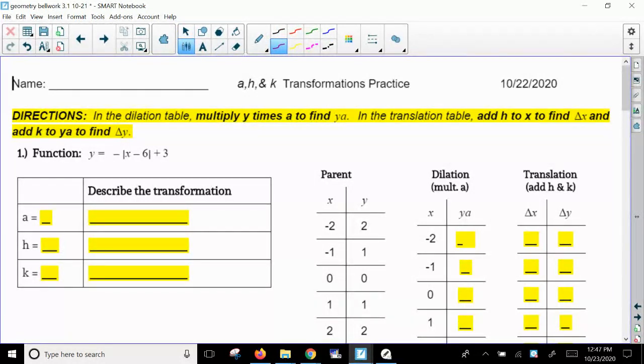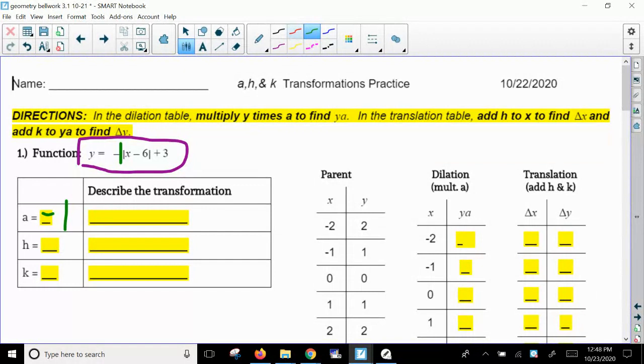So here is our function right here. I'm doing this first table identifying A, H, and K. Remember, A is the number in front of the X group, and if you don't see a number there, then it's an invisible 1. So notice there is no number in front of the X group. So that means there's an invisible 1 right there, but the negative will make a -1. So A is -1, okay?